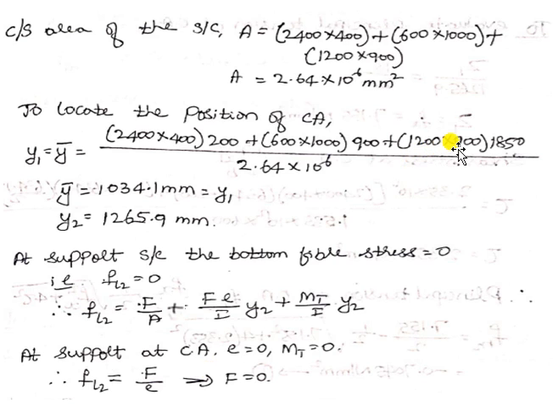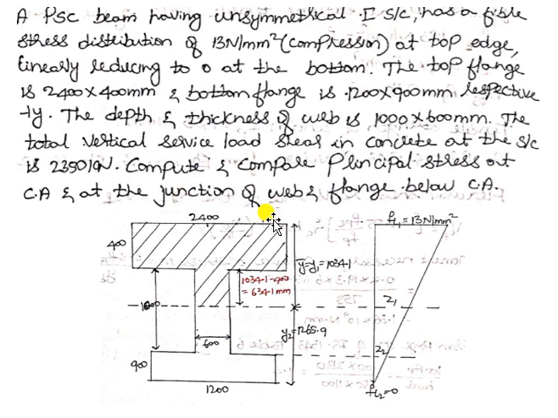So 1200 into 900 area, and the centroidal distance of the bottom flange with respect to the top fiber is equal to 1850 divided by area, which is 2.64 into 10 to the power of 6. Therefore y bar is equal to 1034.1 millimeter. That is measured from the top fiber, from here to here, it is 1034.1. So the centroidal axis is lying at that distance.